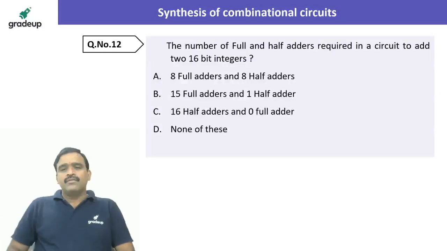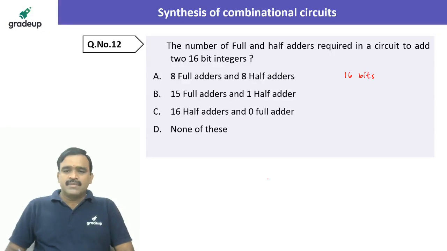The number of full and half adders required in a circuit to add two 16-bit integers. Okay. So I want to add two 16-bit integers. How many full adders and how many half adders are required? Something like this. For example, if you are taking 4 bits, 1011 or 1100.